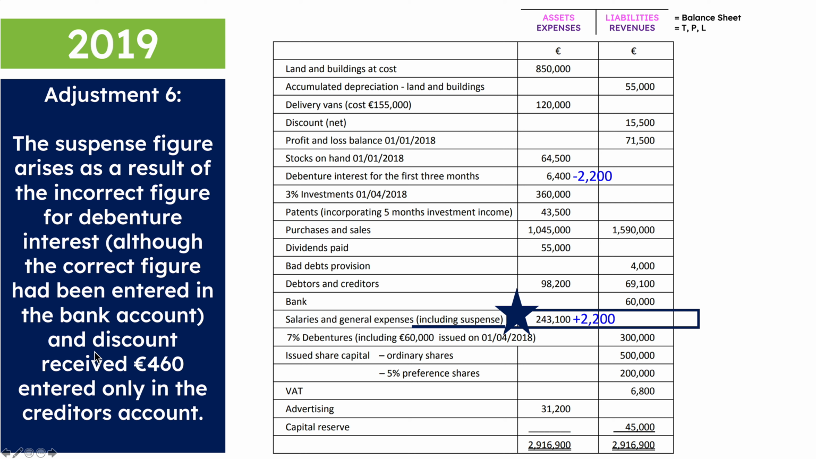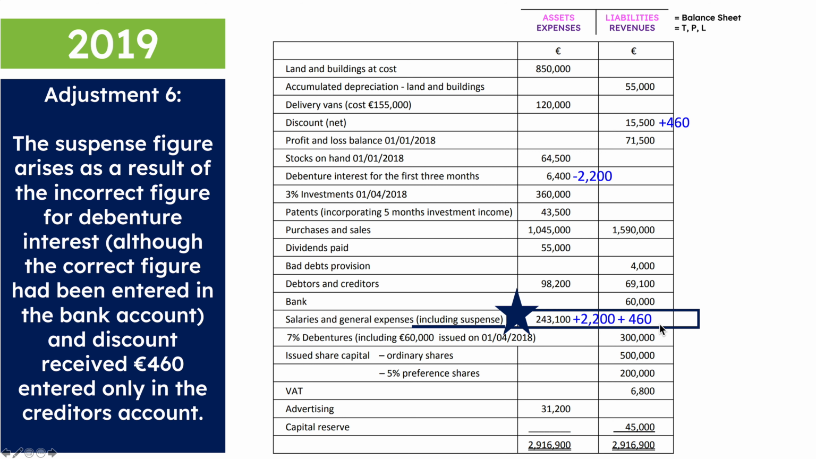The second part is discount received 460 entered only in the creditor's account. What other account does it need to go into? It also needs to go into the discount account, and discount received would be a credit entry. So I look for my discount, that's already a revenue, that's already discount received, and so more discount received 460 would only be added to that. I add 460 to my credit side, so my debit and credits don't equal, so therefore my item incorporating suspense, I'll also have to add 460 there.